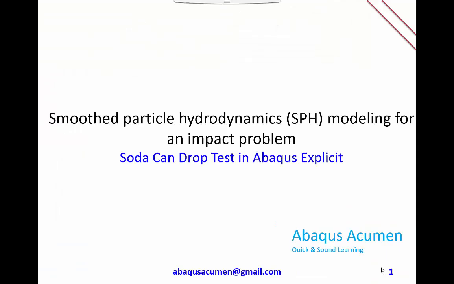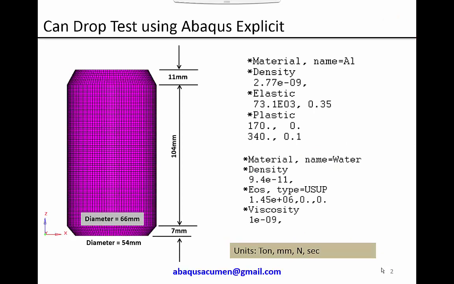With a brief theory, this will be our third video on smooth particle hydrodynamics modeling. We have done a droplet falling on a membrane, then a bird strike, and this third one is a soda can drop test using Abaqus Explicit. We are taking a typical can dimension, and with this dimension we are going to model a can.